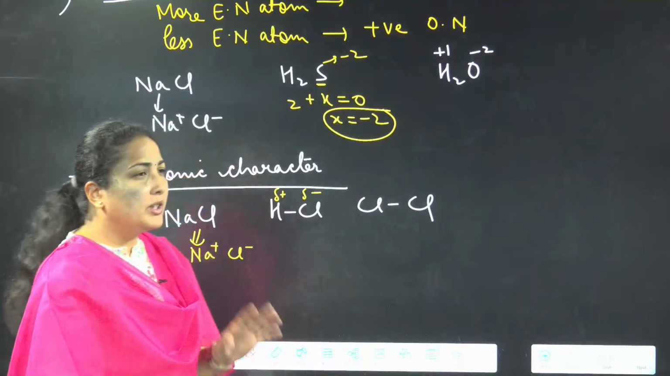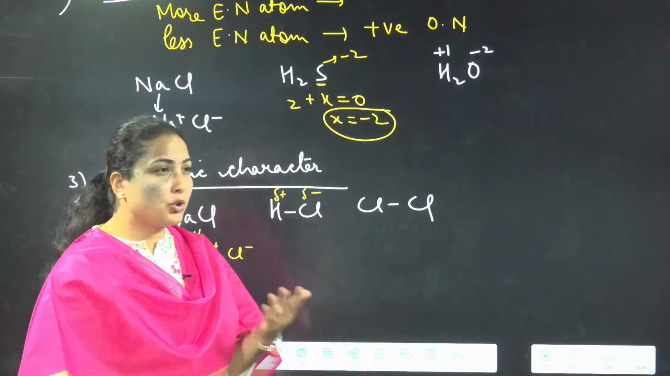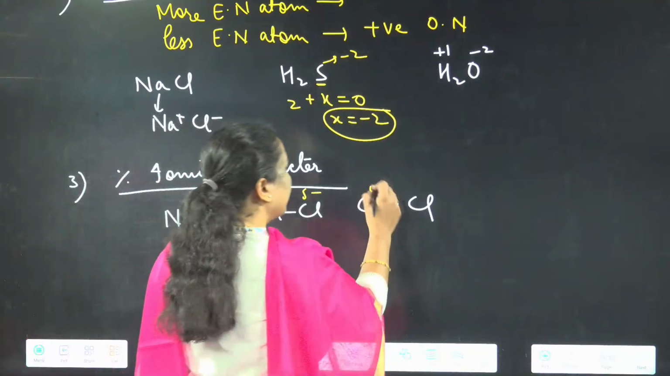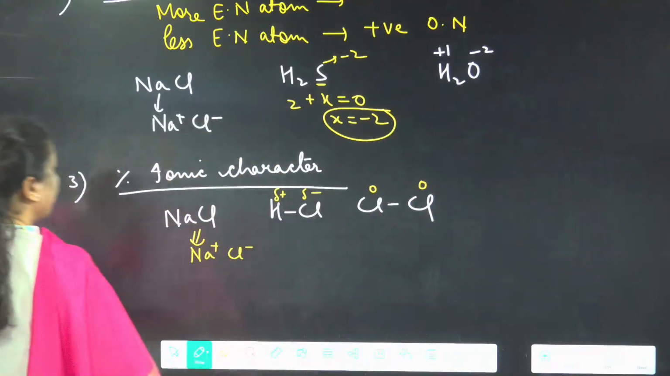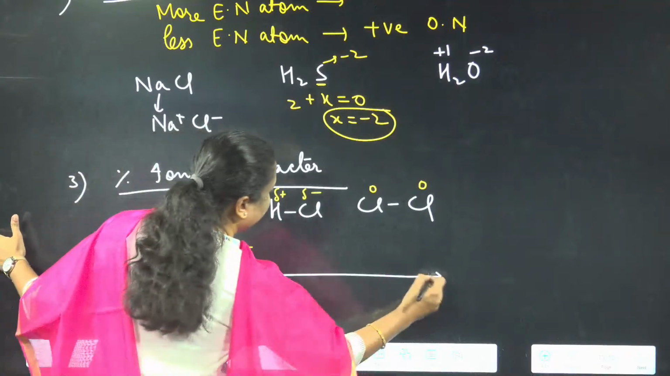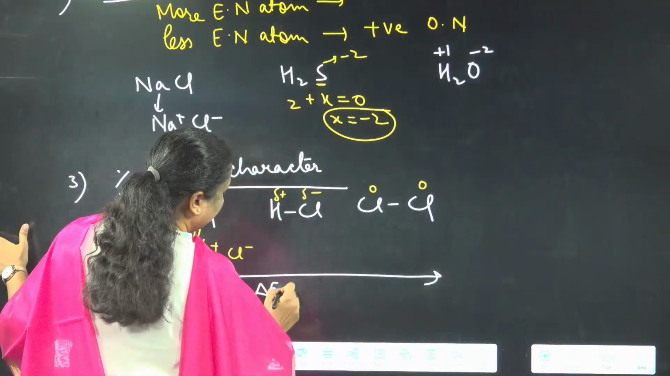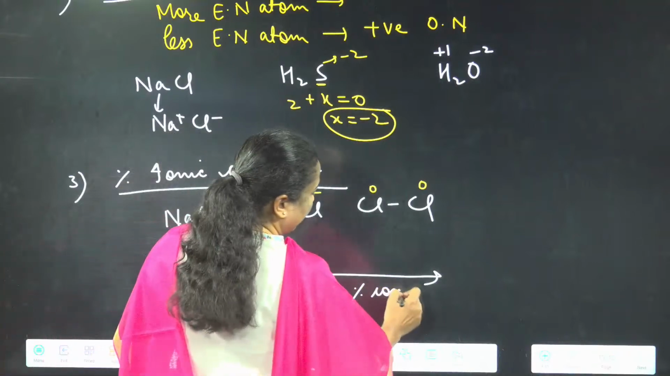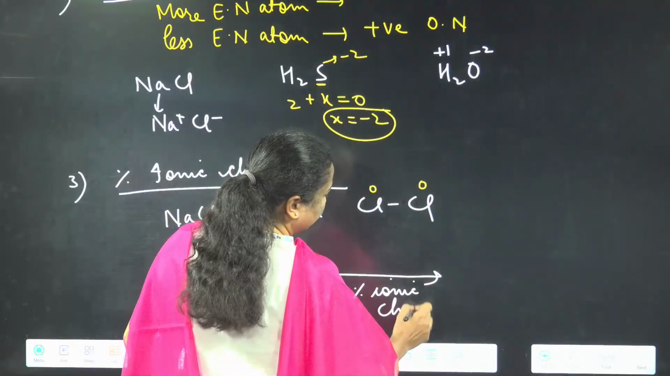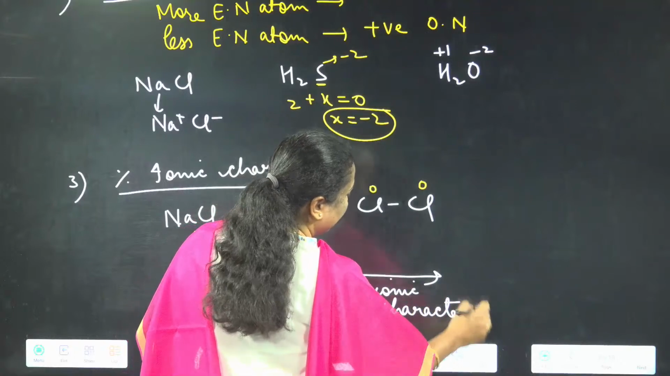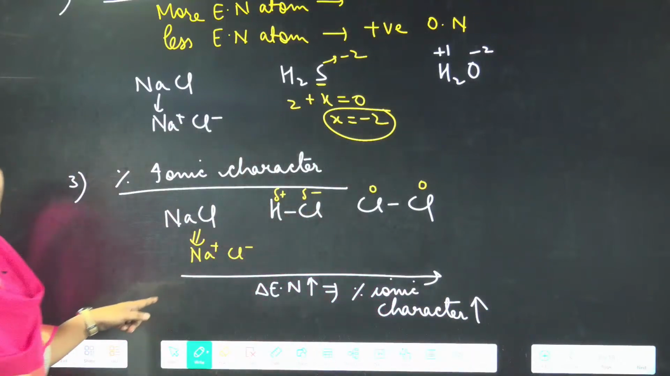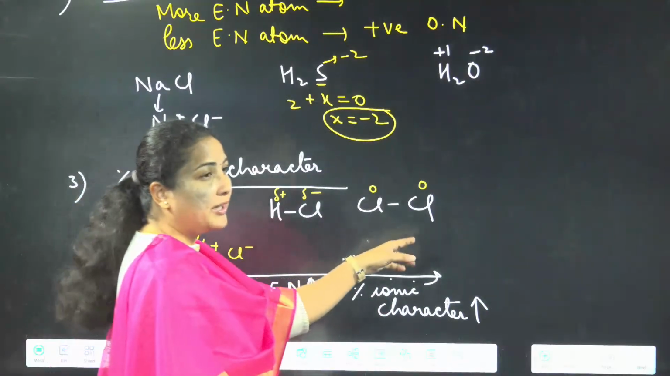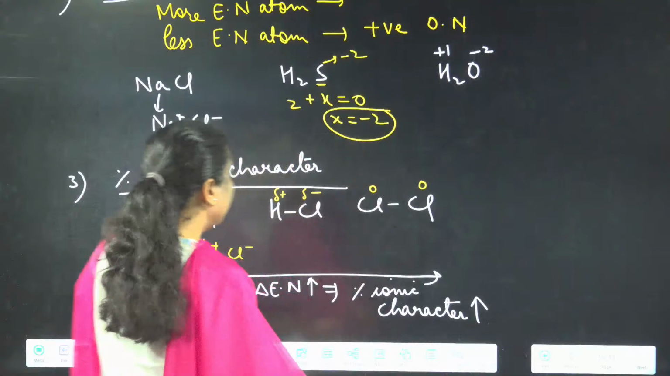Now don't think that HCl is a strong acid, ma'am, because that is in water. I'm talking about gaseous HCl. Here it is 0, 0 that you are writing. Now what you're able to see is that as delta EN increases, percentage ionic character increases. This is an ionic compound, this is a polar covalent compound, and this is non-polar. Are you able to see this?